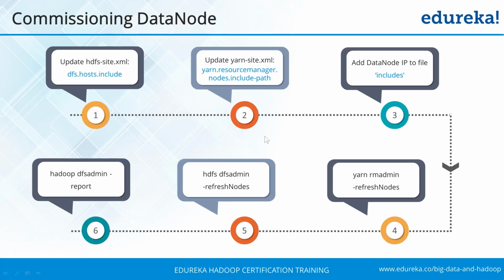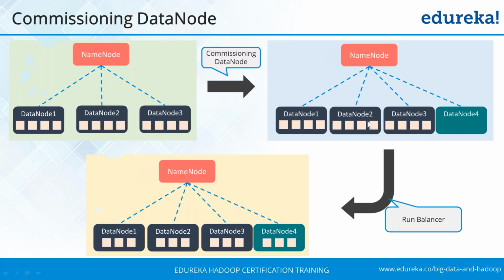Another thing is, once you have added this data, obviously the existing data will not start automatically going to this new data node. Okay, so you have to run a utility called balancer so that existing blocks can also be moved to this new data node to maintain the replication and to maintain the balance between these data nodes. Okay, for the data. So this is how you will commission a data node, guys.